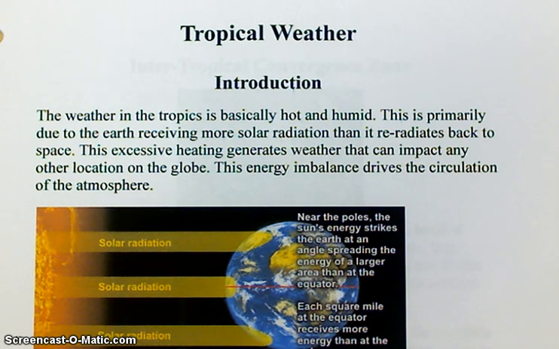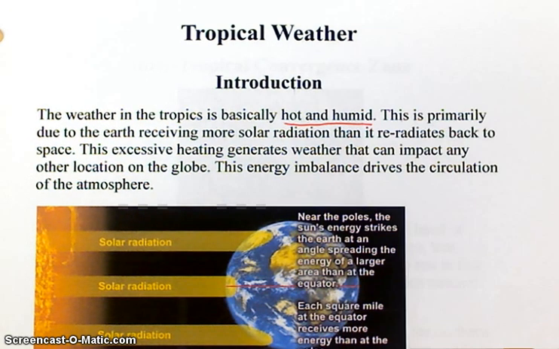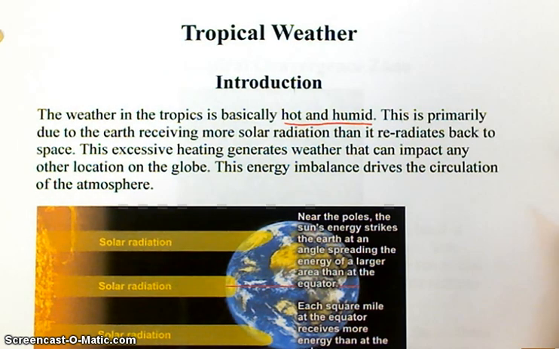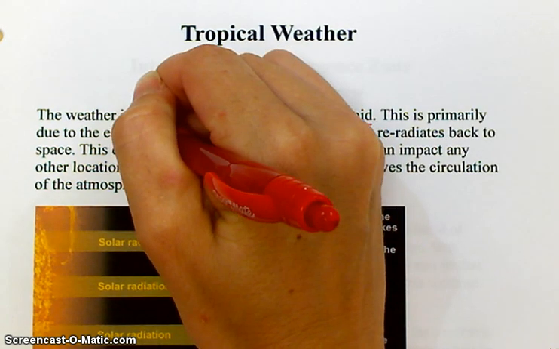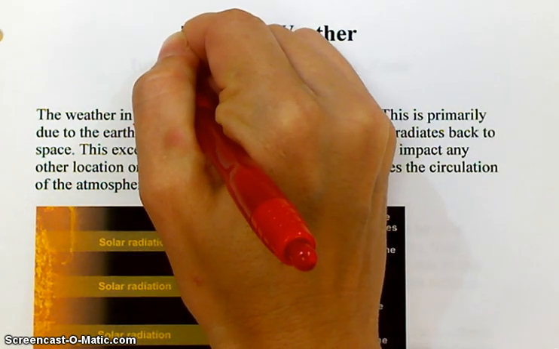Okay, tropical weather, tropics, that would be the area that's close to the equator. The weather in the tropics is basically hot and humid. This is primarily due to the Earth receiving more solar radiation than it re-radiates back into space. They didn't mention this, but they're talking about the areas near the equator.